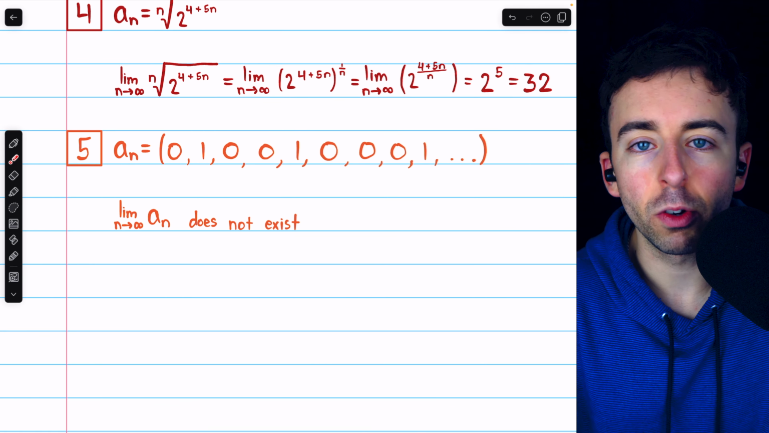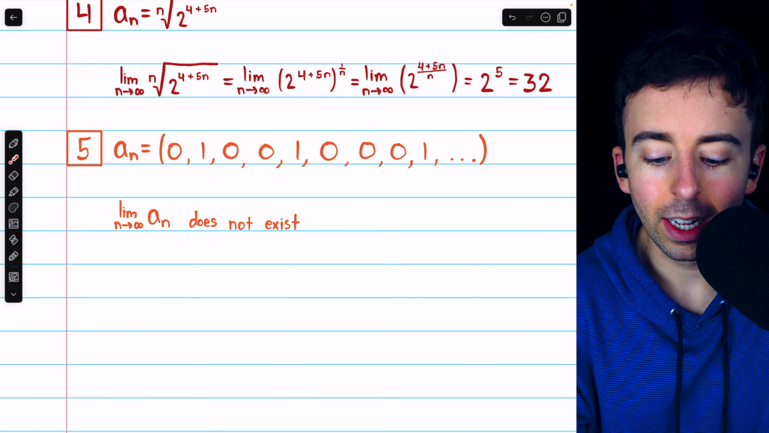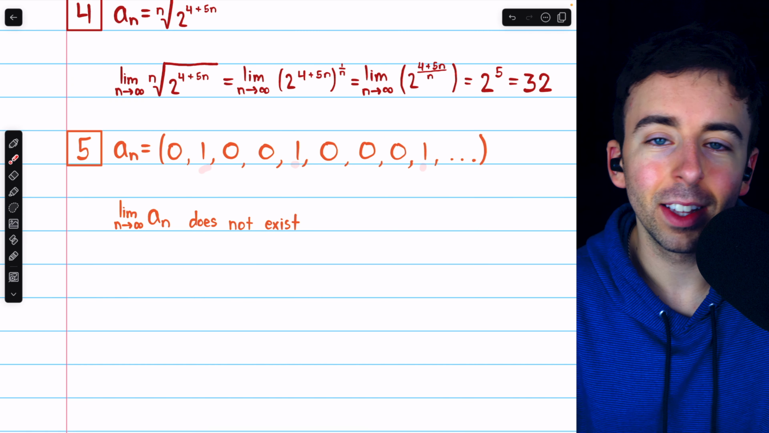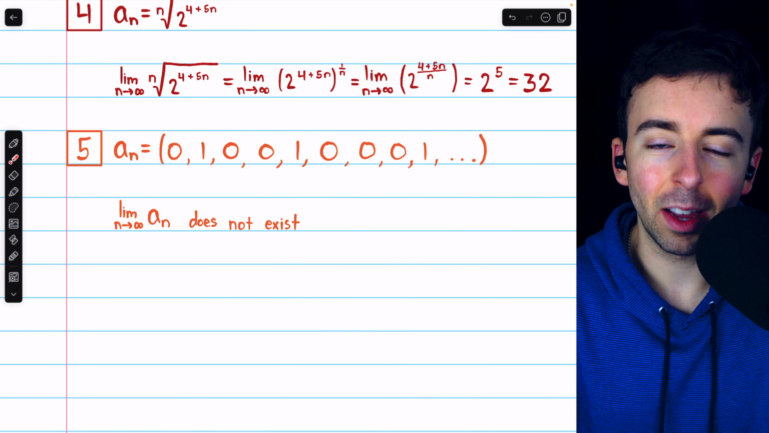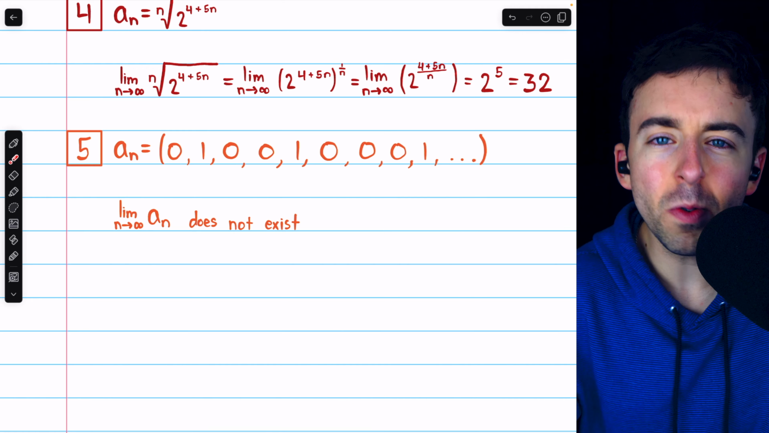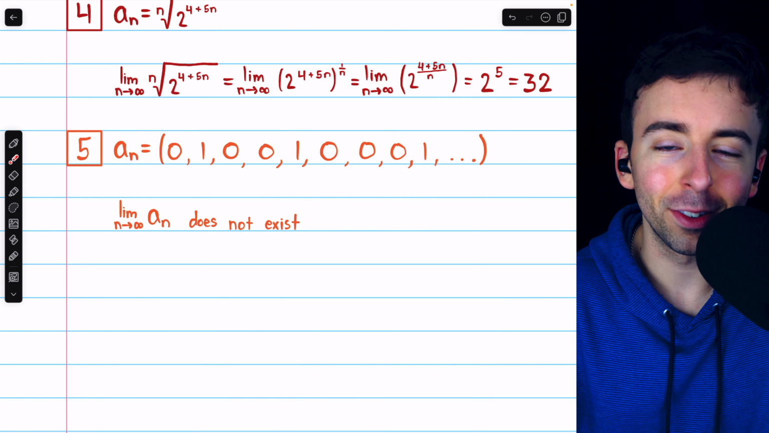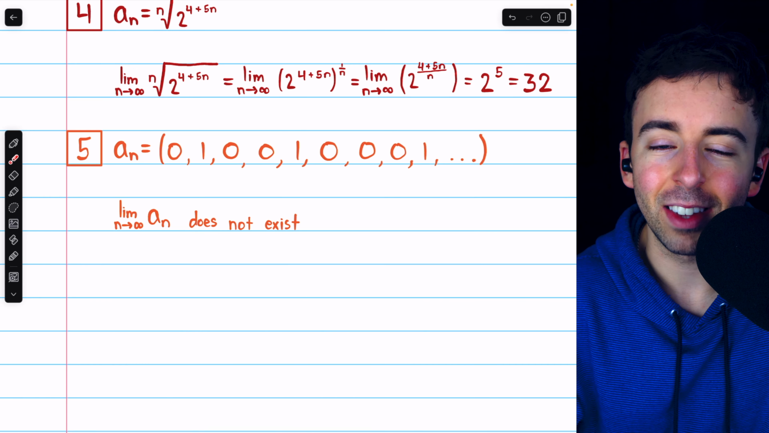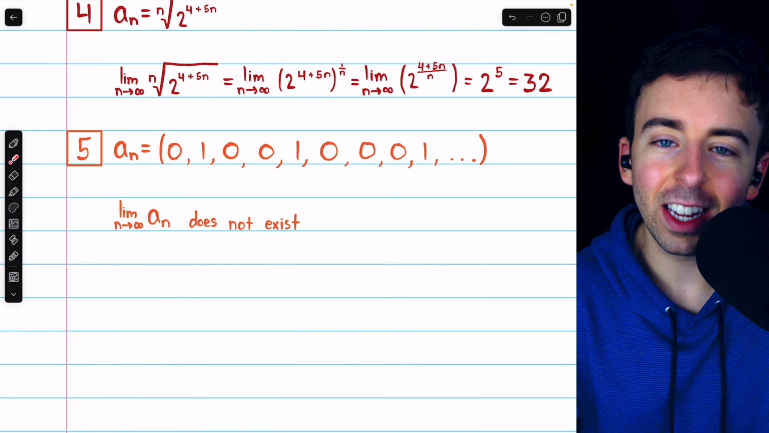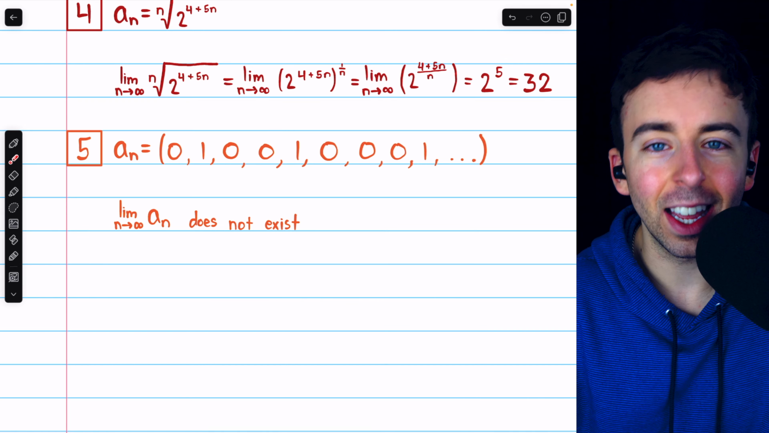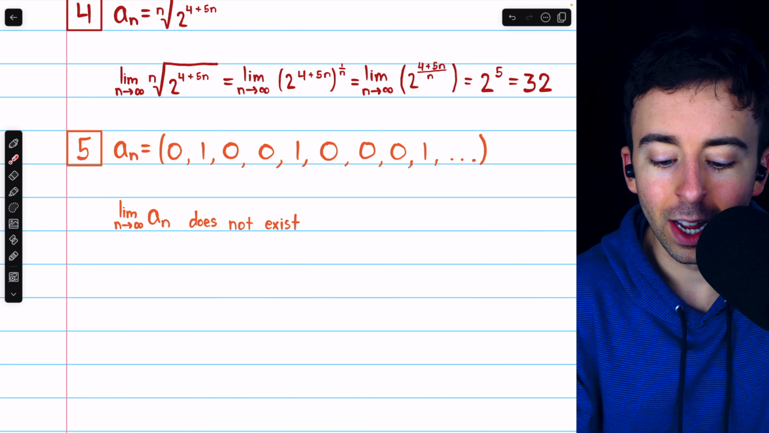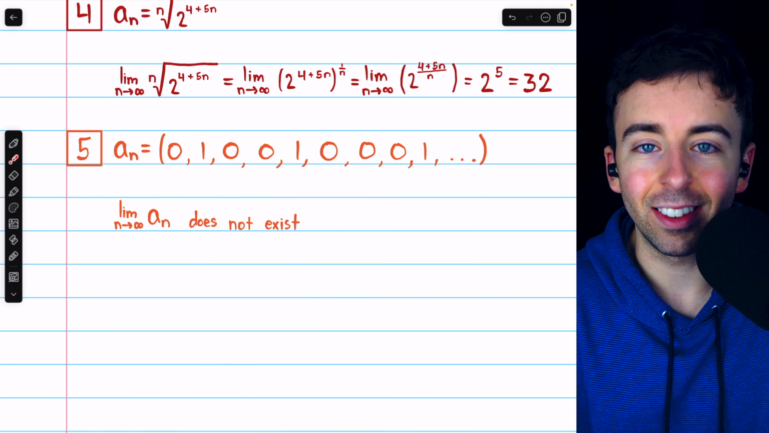It doesn't get arbitrarily close to any number. It's 0 a lot of the time. It's 1 a lot of the time. It's not converging to anything. You might say, well, look, there's 100 zeros here, 101 zeros here, 102 zeros here. So maybe it converges to 0, but it certainly doesn't, because every string of zeros is interrupted by 1. So it's not getting arbitrarily close to 0. It's not getting arbitrarily close to 1. It has a sort of strange oscillating behavior. It doesn't converge. Its limit doesn't exist.